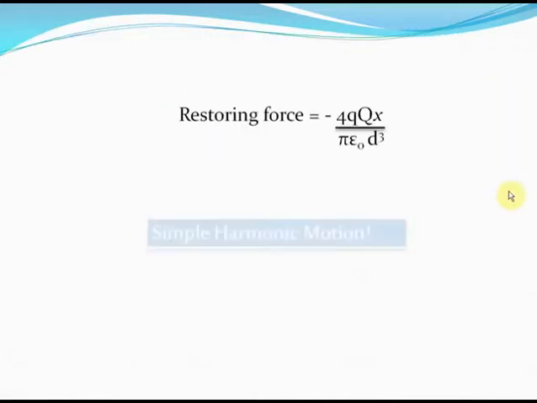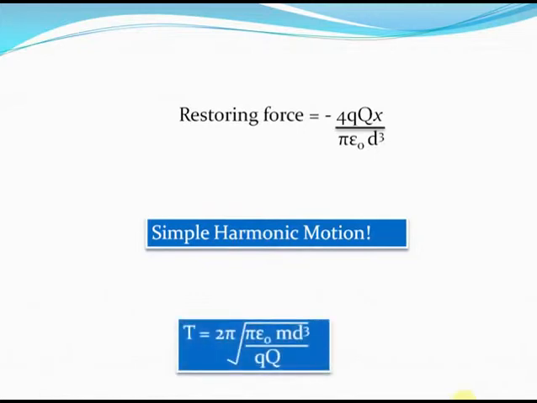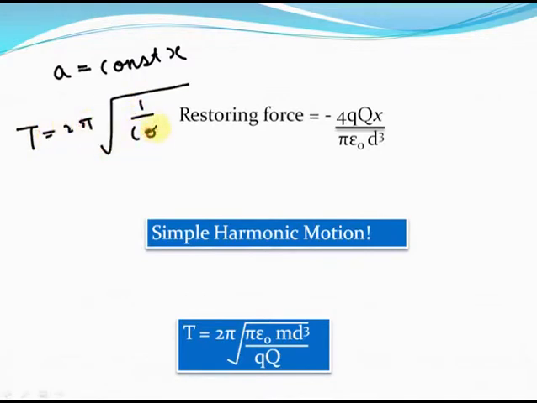Therefore, simple harmonic motion takes place when a negative charge is placed on the origin and displaced by a very small distance on the equatorial line of a 2 positive charge system. The time period of this oscillation can be easily calculated by using the simple SHM formula. After all, when the acceleration is equal to a constant into x, the time period is 2 pi root 1 by constant, isn't it? We studied this formula in simple harmonic motion.